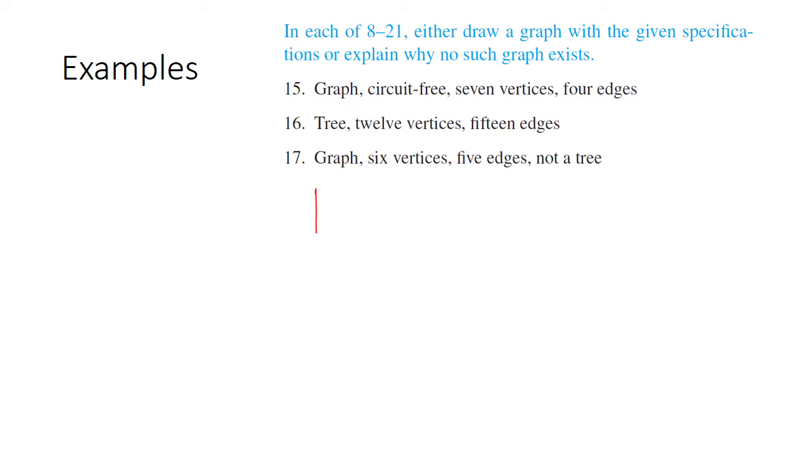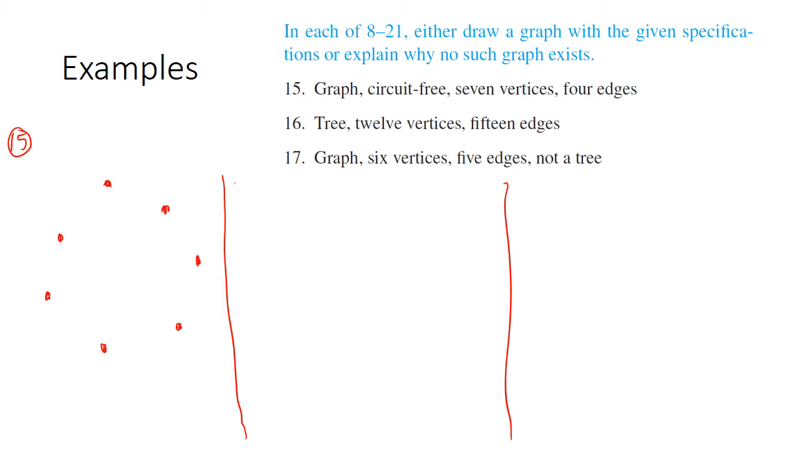Okay, so I'll just make this into thirds here. All right, so for 15: circuit-free, 7 vertices, 4 edges. I'm just going to draw my 7 vertices in a little circle. And then I need to add 4 edges here without making a circuit, so it's not very hard to do. I can just do them like this.